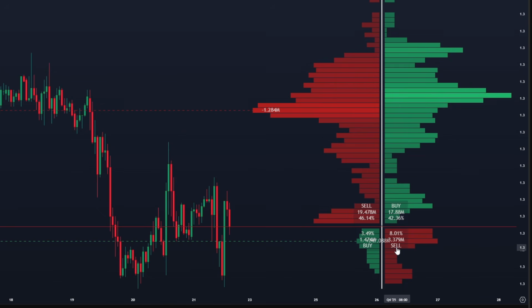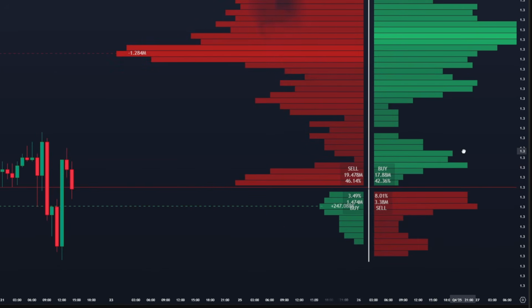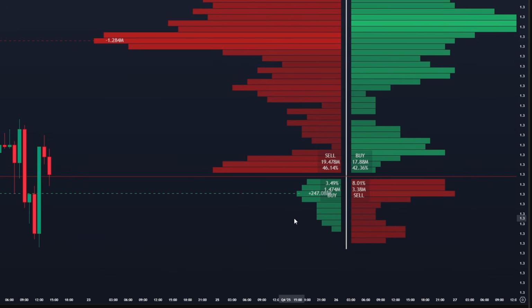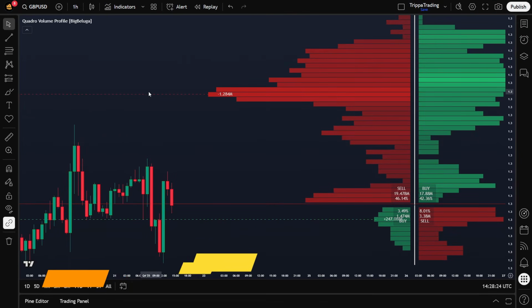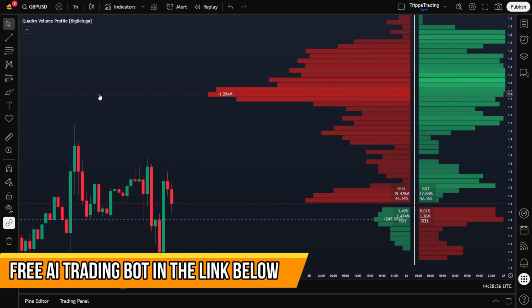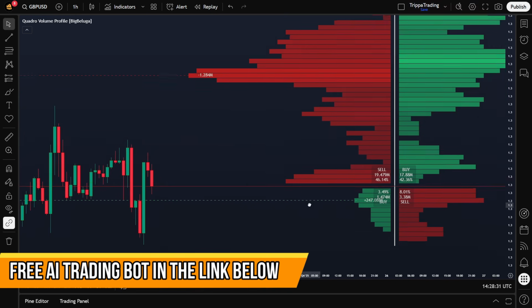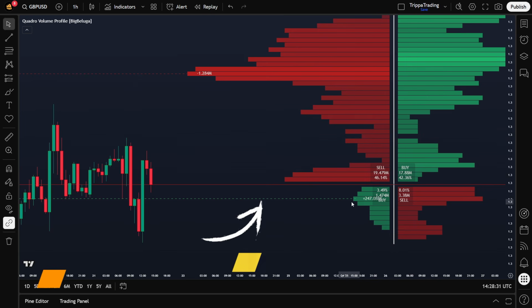You don't have to remember this by heart because each quadrant has a label: green for buy, red for sell, plus the total volume inside that zone and its percentage of all volume. If you add all 4 percentages, you get 100%. On the bars themselves, the longest bar inside each quadrant is the point of control for that quadrant, or PC. The script draws a dotted line from that bar into the chart.